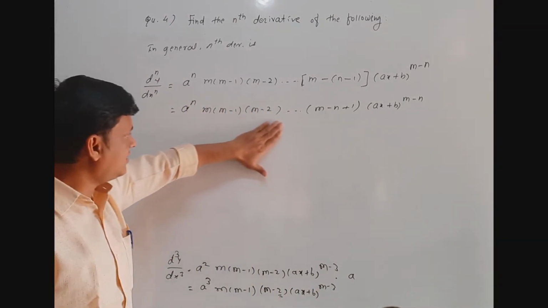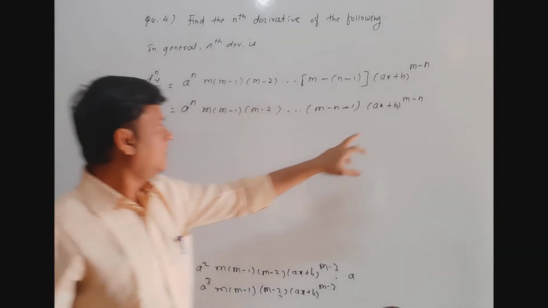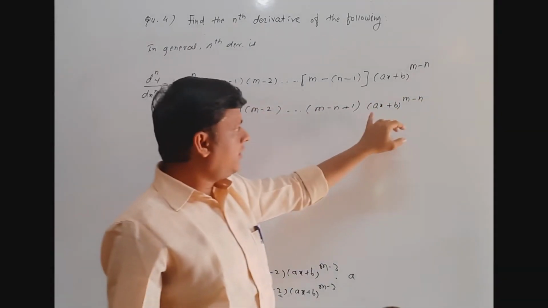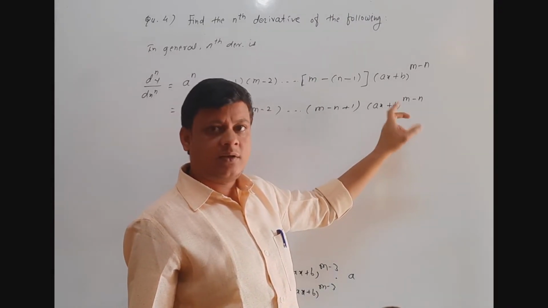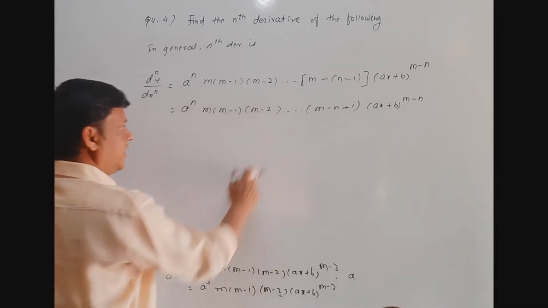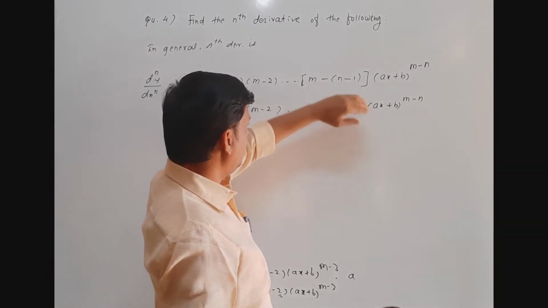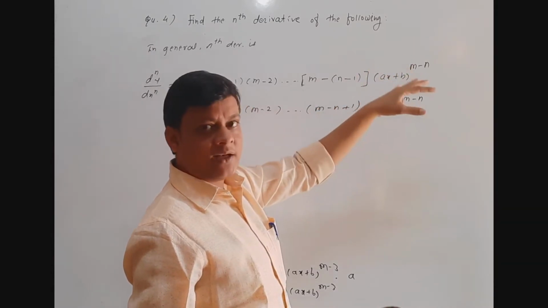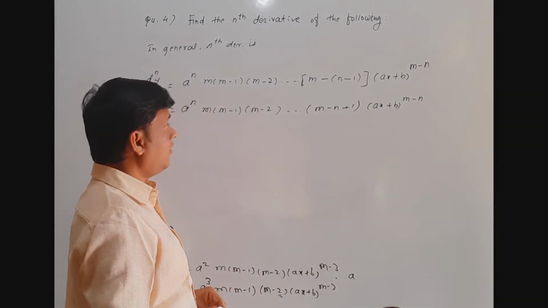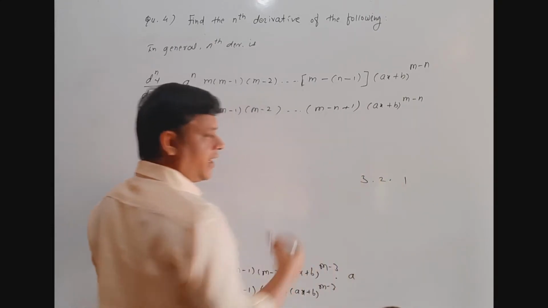Now if you observe, this power reduces to m minus n. That means when you find the nth order derivative, the power of that ax plus b, we write m minus n, and here these values are in factorial form. So we write here the values in factorial form. This is n minus 1, the next value is n minus 2, the next value is n minus 3 and so on. So we get the value in reducing form. So we get value 3, then 2, then 1, that is we write in factorial form.